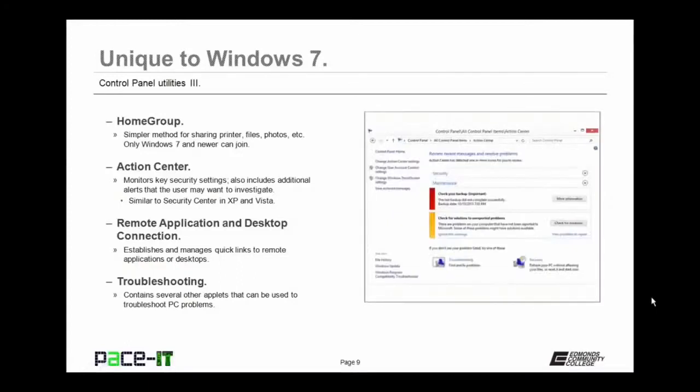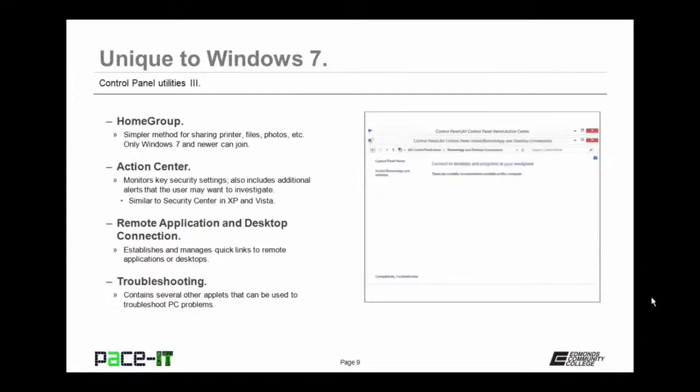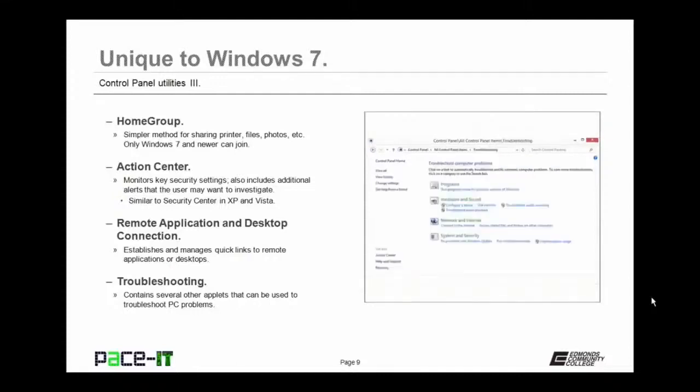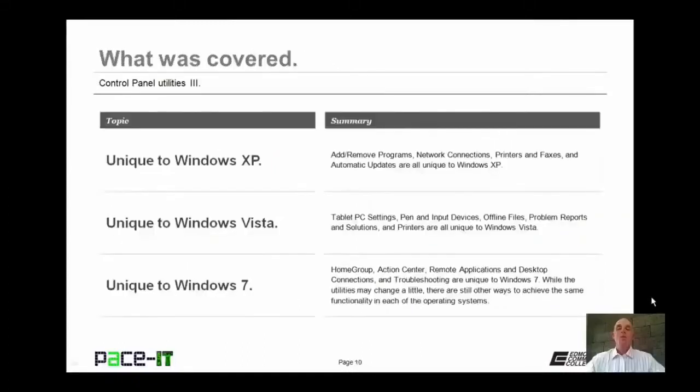Windows 7 introduced the Action Center utility. This is used to monitor key security settings. It also includes additional alerts that the user may want to investigate. The Security Center that's available in XP and Vista are their versions of the Action Center. The Remote Applications and Desktop Connections utility establishes and manages quick links to remote applications or desktops. And finally, there's the Troubleshooting utility. This contains several other applets that can be used to troubleshoot PC problems.